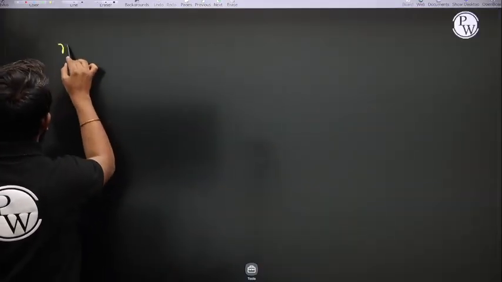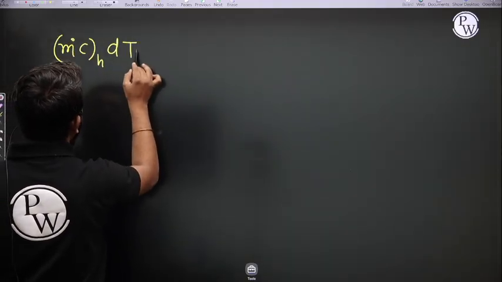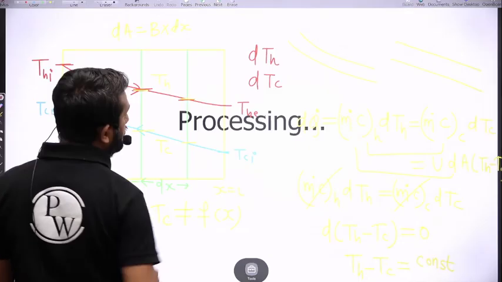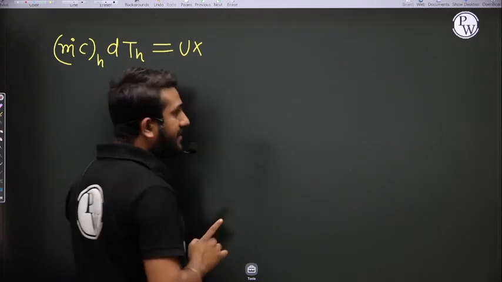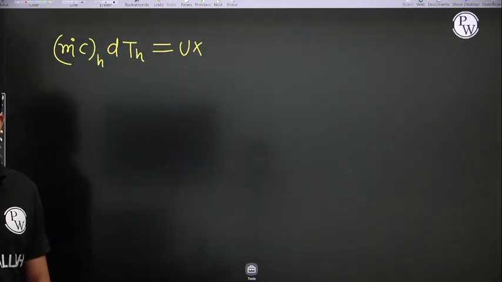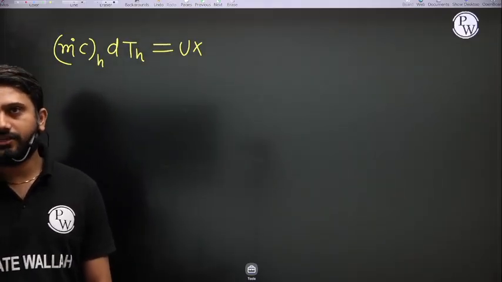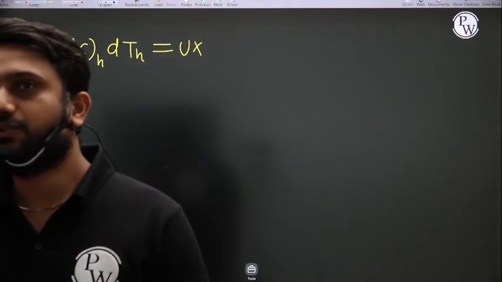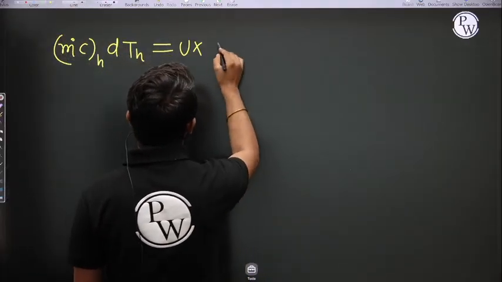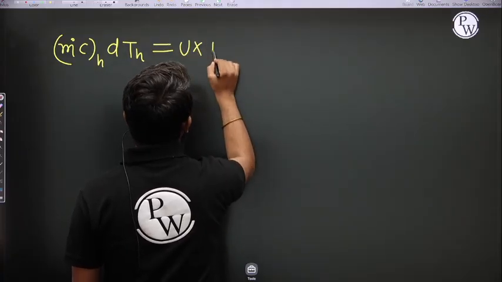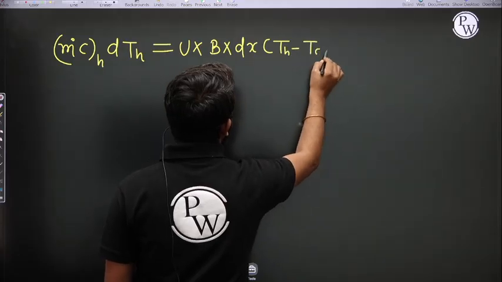m dot c of h dTh is equal to U into, and U is not a function of x, no? I am assuming this U is constant, U is not a function of x. The overall heat transfer coefficient is not a function of x, that is constant. Now see here, U into, that is b into dx, and that is Th minus Tc, right?